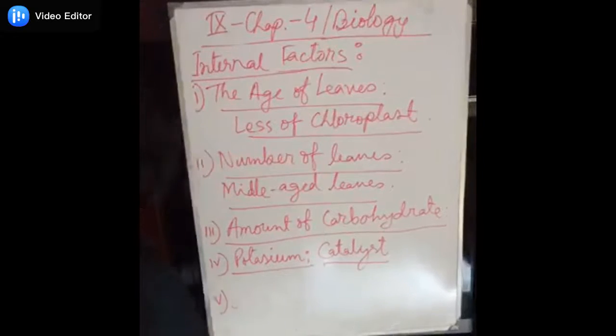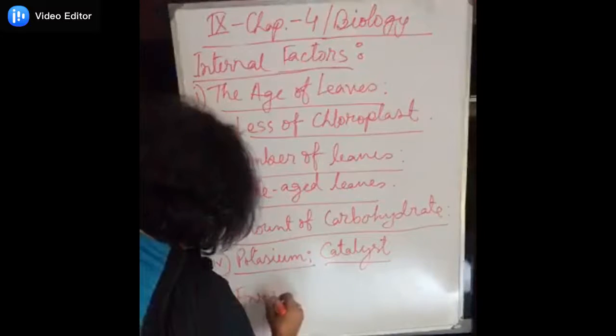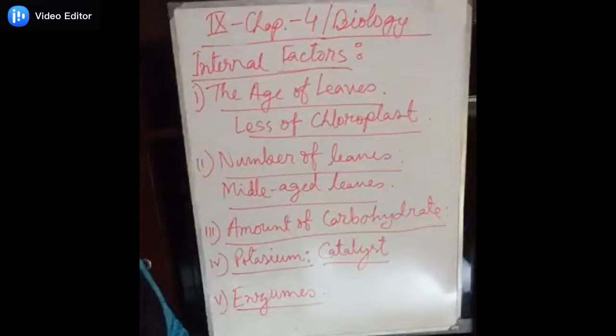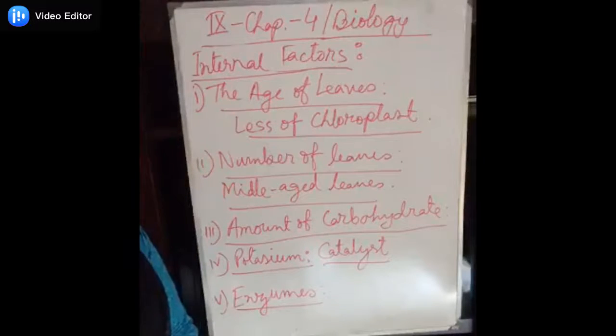Number 5, enzymes. Many types of enzymes are produced in the plants, and those help in the growth and development of the plant. In the light independent stage, carbon dioxide enters the chloroplast cell, and that carbon dioxide reacts with RuBP, ribulose bisphosphate, and this is called carbon dioxide fixation. One of the important enzymes that helps in the fixation of carbon dioxide is rubisco.